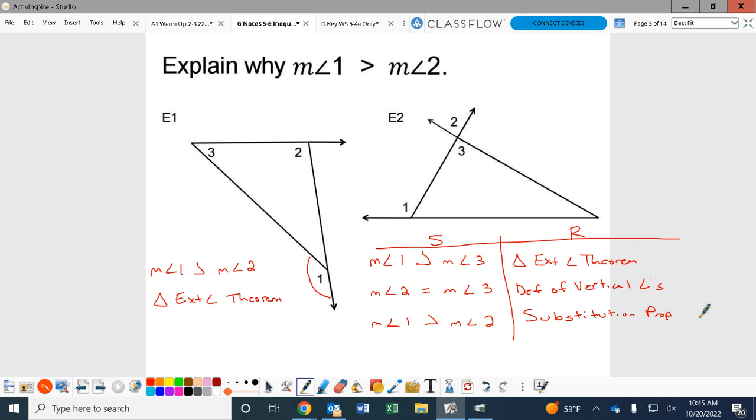Because these are equal, you're saying because 2 and 3 are the same, I'm taking 2 and I'm replacing it in here where this spot is for the 3. Where I'm putting it, right down here, I'm putting that 2 in that spot. When you replace that, that's substitution property. Now look, do we have a reason to say that the measure of angle 1 is greater than the measure of angle 2? Yep, we're done.